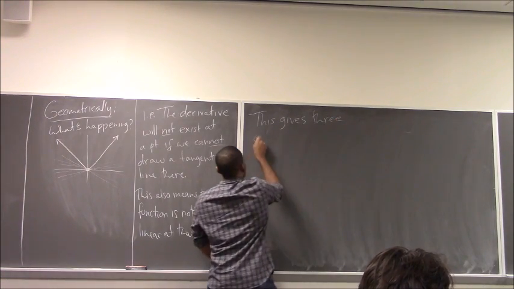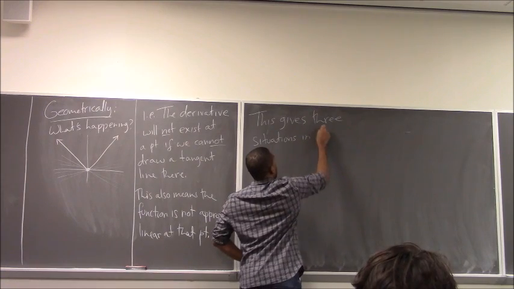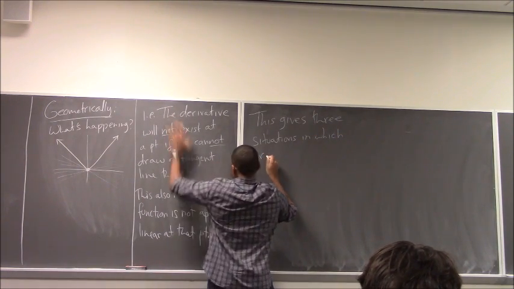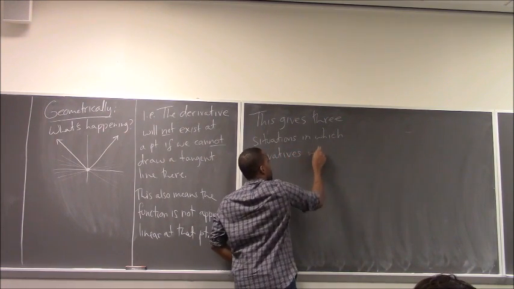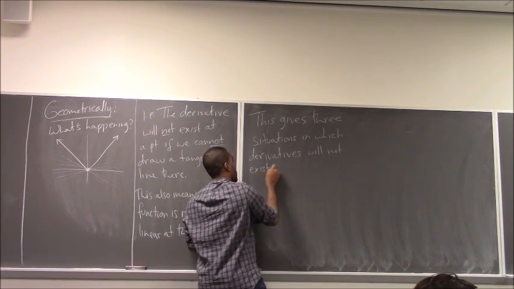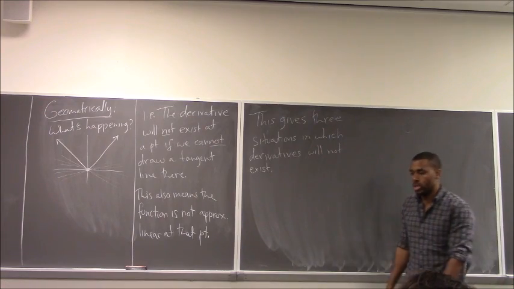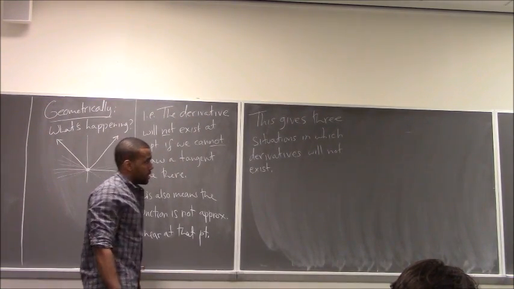So this gives 3 situations in which derivatives will not exist. This idea can boil down to 3 situations. There are 3 situations in which differential calculus will not work. You can't use calculus to answer whatever question you want to answer.